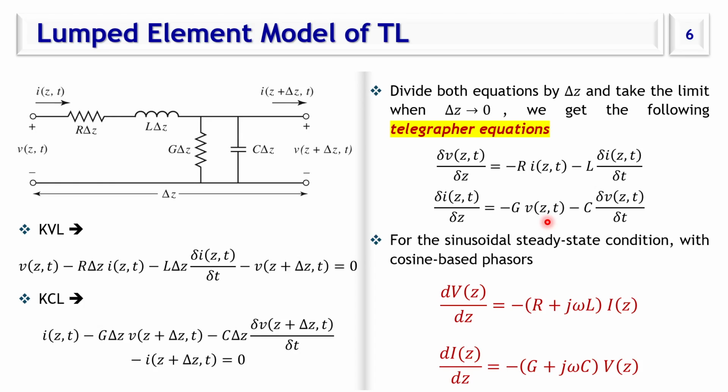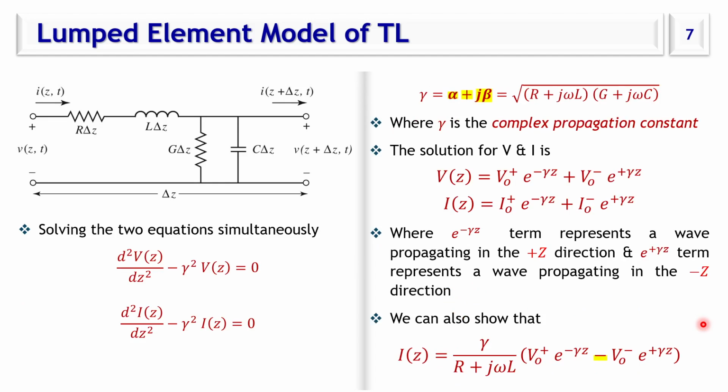If we assume sinusoidal steady state, or sinusoidal harmonics, as we talked about in the introduction, this differentiation with respect to time would be j omega. So the equation will look like this. The two equations now look like this.